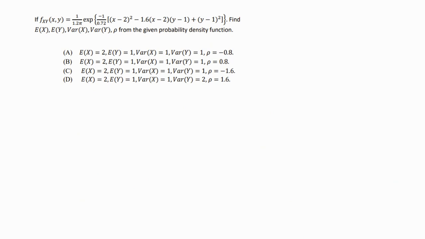So, next question is this. Next question is similar to the previous one. All we need to do is just compare it. This one is given, just compare it, and then when you compare, you can find the values. So, you can directly see this one, this one, this one. So, mu x will be what? 2, mu y will be 1. Okay, so this is all given.